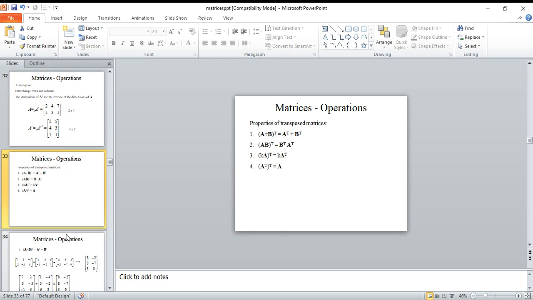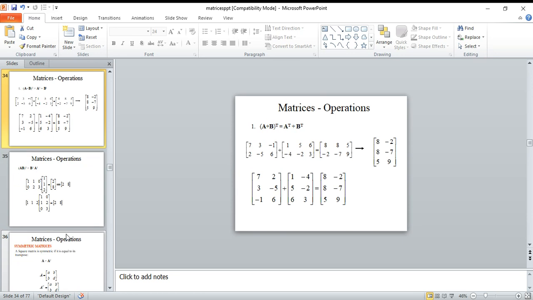Next, properties of the transpose matrix. The transpose interchanges rows and columns. (A plus B) whole transpose equals A transpose plus B transpose. (AB) transpose equals B transpose into A transpose. Constant K into A, whole transpose, equals K into A transpose. (A transpose) whole transpose is equal to A.